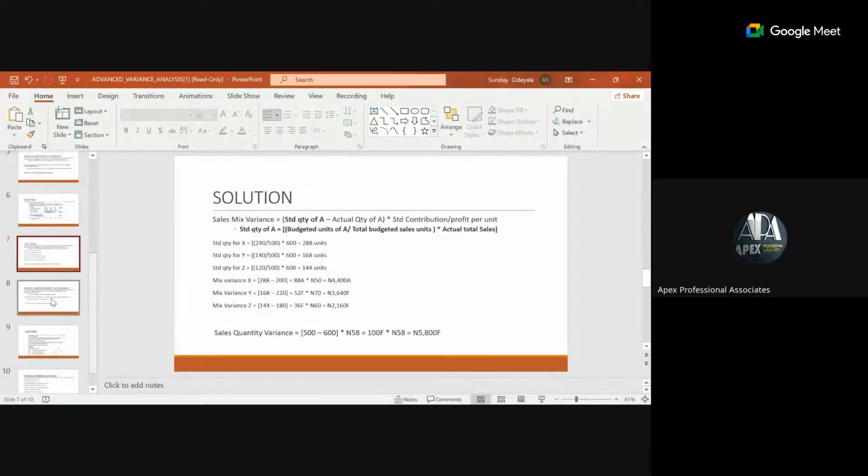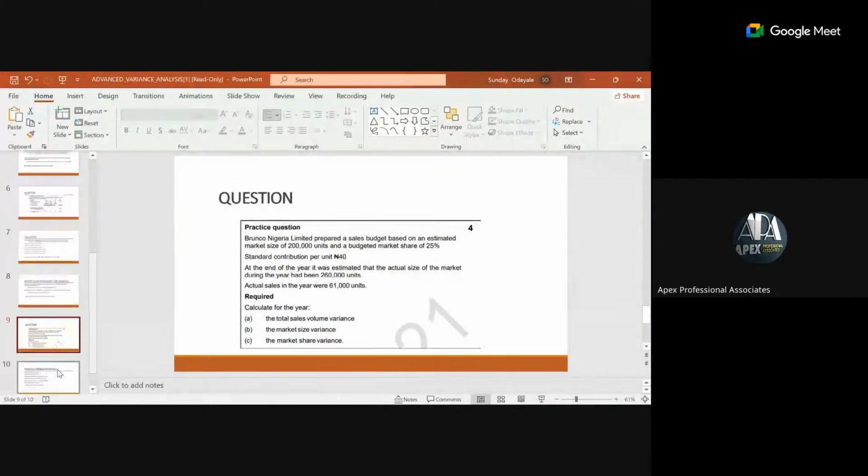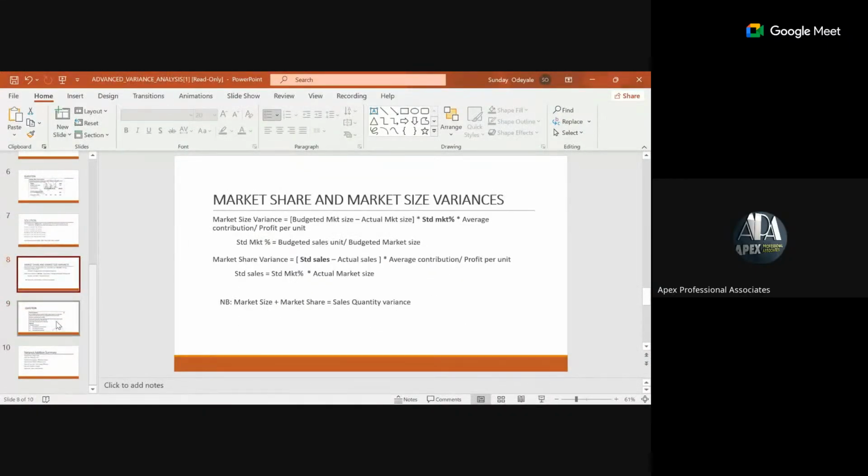Now for markets, which is the last two advanced variances that we have, the market share and the market size variance. Now what are these two talking about? Ideally these two are not something you can control, but to an extent you can also control them. But what is market share and market size variance talking about? I'll start with the first one on the list, which is the market size variance.